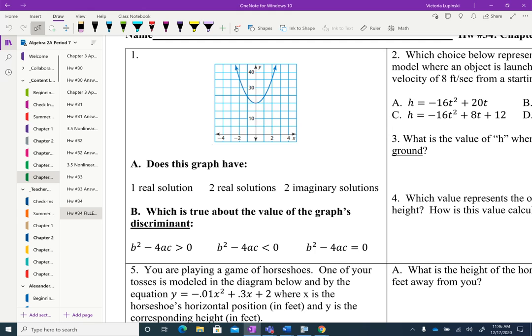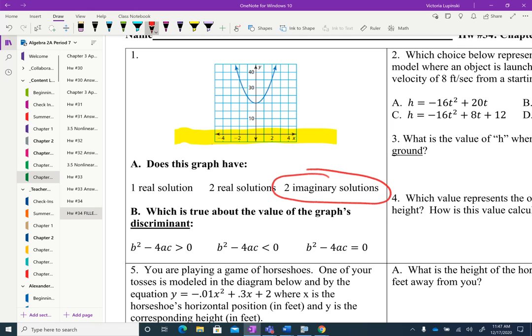So starting here on number 1, looking at the graph, does it have one real solution, two real solutions, or two imaginary solutions? Hopefully you remember that if you're looking for solutions, you're going to be looking on the x-axis, which I've highlighted there for you. Your quadratic will either intersect it exactly once, in which case you'll say one real solution, exactly twice, in which case you would say two real solutions, or it will never intersect, in which case you would say two imaginary solutions. And it looks like that it does not intersect it, which means two imaginary solutions it is.